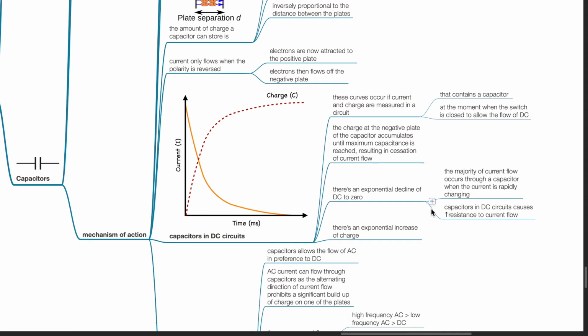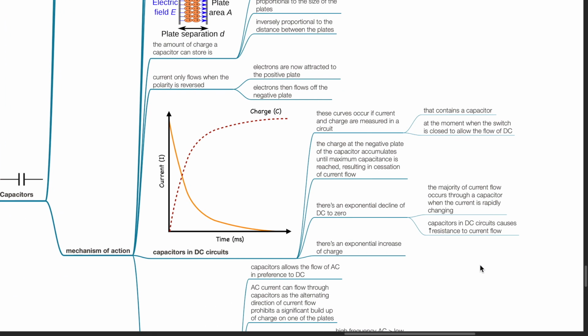Capacitors in a DC circuit. These curves occur if current and charge are measured in a circuit that contains a capacitor at the moment when the switch is closed to allow the flow of DC. The charge at the negative plate of the capacitor accumulates until maximum capacitance is reached, resulting in cessation of current flow. There is an exponential decline of DC to zero. The majority of current flow occurs through a capacitor when the current is rapidly charging. Capacitors in DC circuits cause increased resistance to current flow. There is an exponential increase of charge.